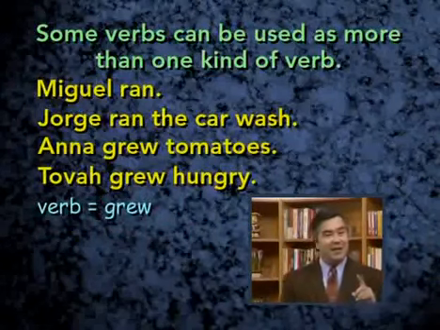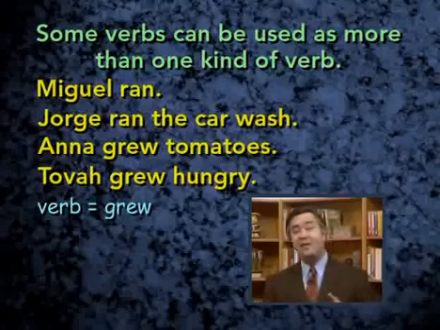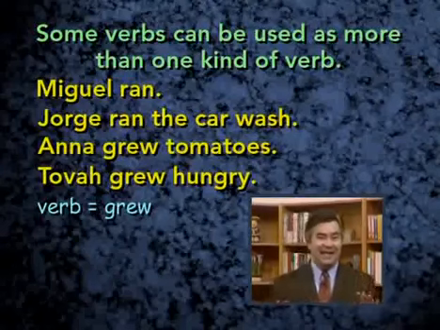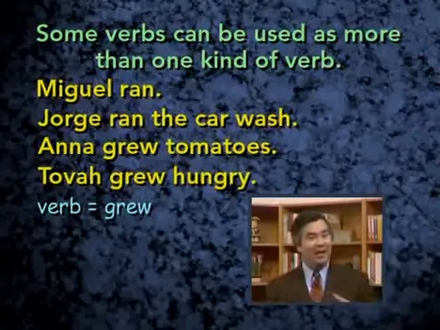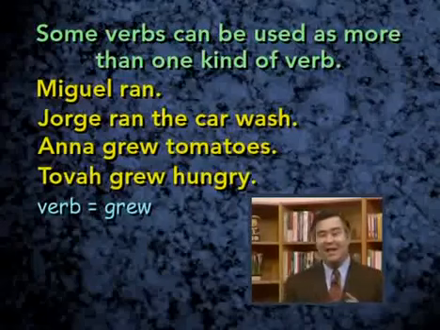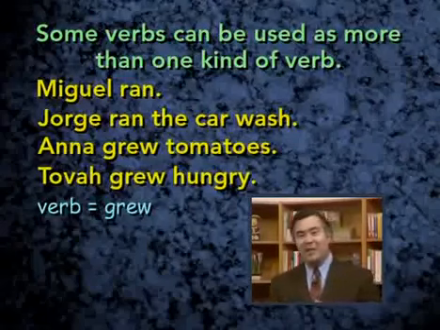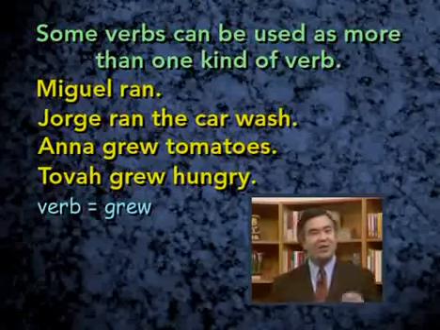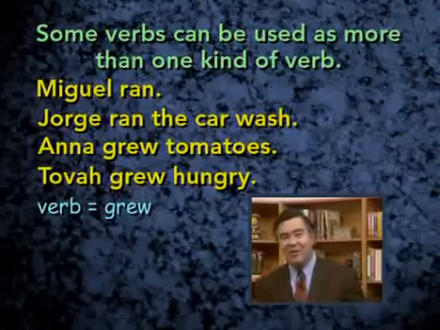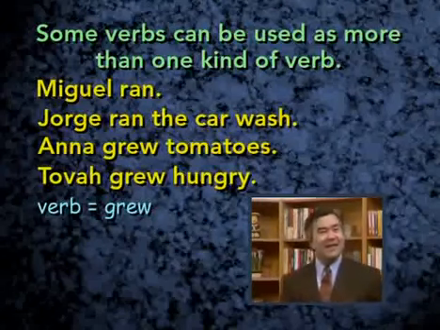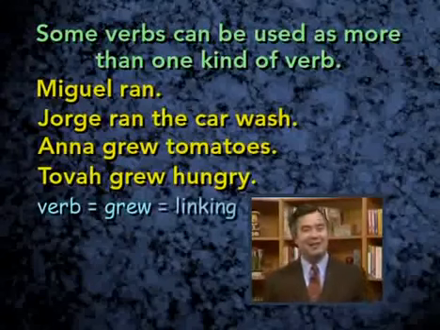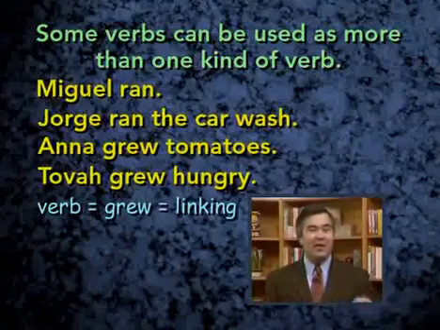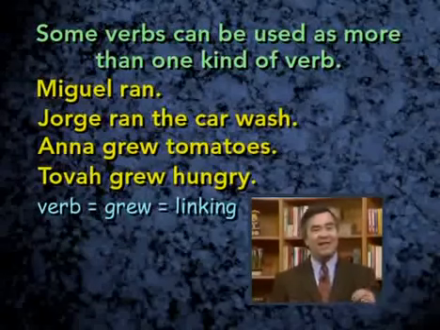In this case, the verb grew doesn't have an object. This word hungry doesn't tell us a thing that Tova grew the way Anna grew tomatoes. Hungry isn't a noun, and it doesn't name some object which receives the action of the verb grew. Instead, it tells us what Tova was. Therefore, what kind of verb is grew? In this case, grew is being used as a linking verb. The two words Tova and hungry are being linked or equated. We're being told, in effect, that Tova was hungry.